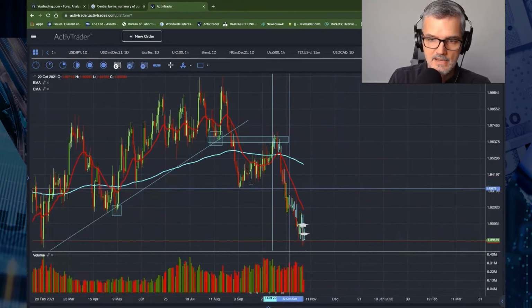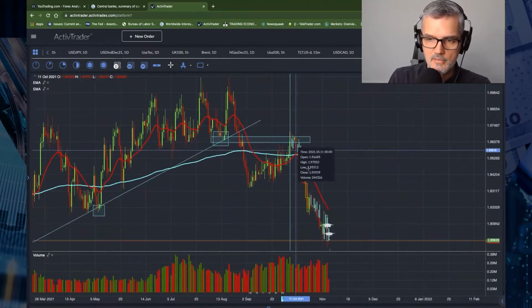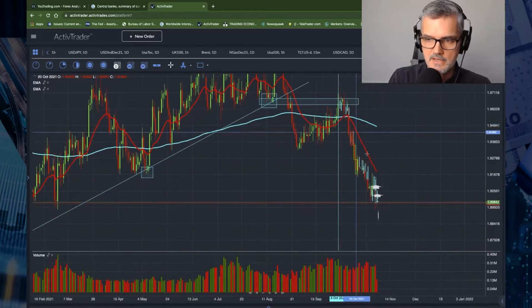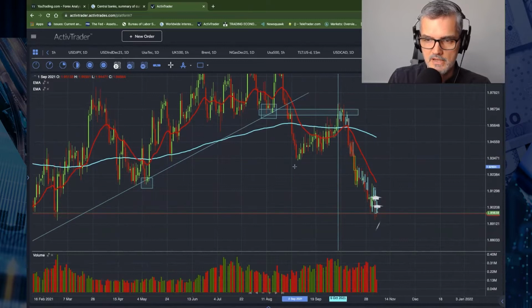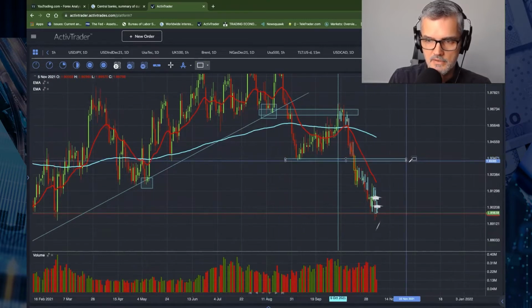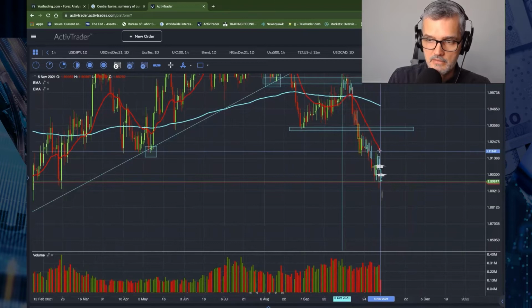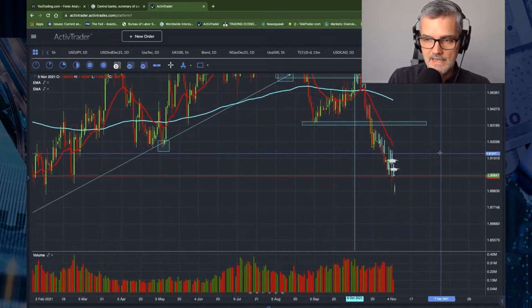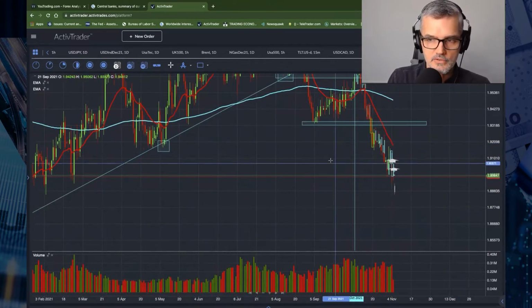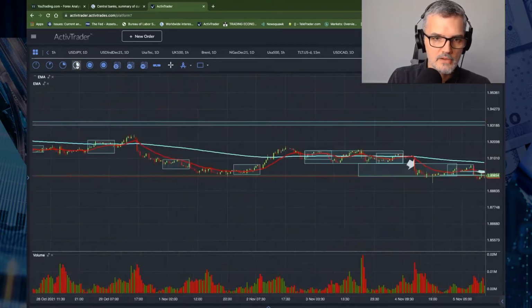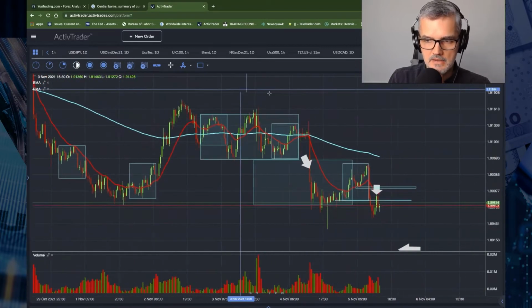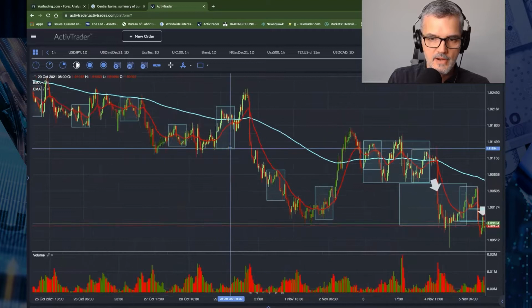So currently price action is following momentum. So the momentum is to the downside. Red is below cyan, 20 is below 200. Price action is below swing lows on the daily time frame. So whilst we're below the 1.932 to 1.933 and below the red moving average, the 20 daily moving average, I'm looking for shorts.